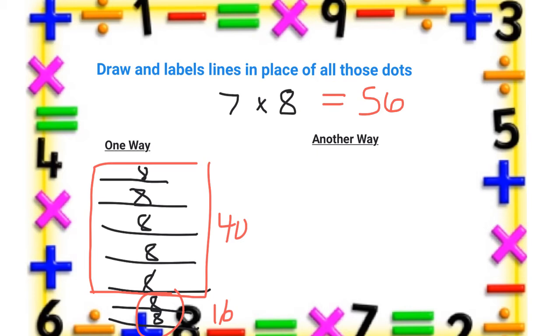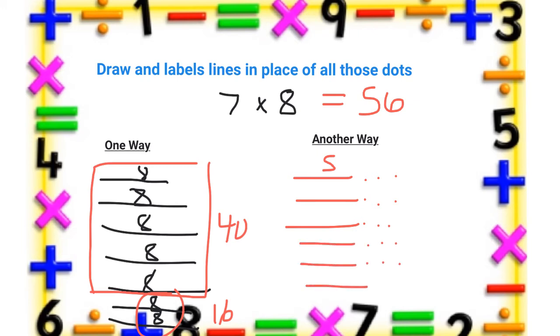If this seems too difficult, it may help to break down the 7 and do lines that represent 5, and then dots to represent 6, 7, 8. This way, it would help you to be able to skip count by 5s. So 5, 10, 15, 20, 25, 30, 35.